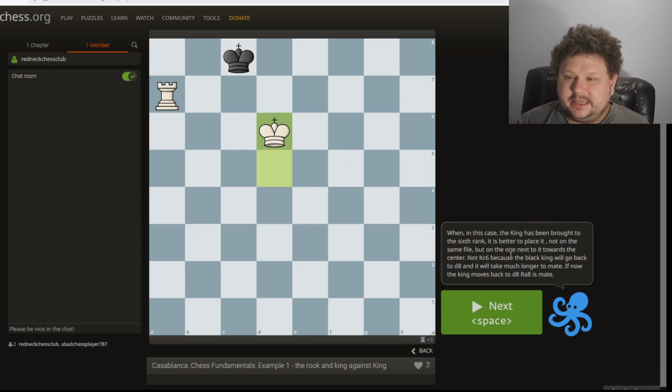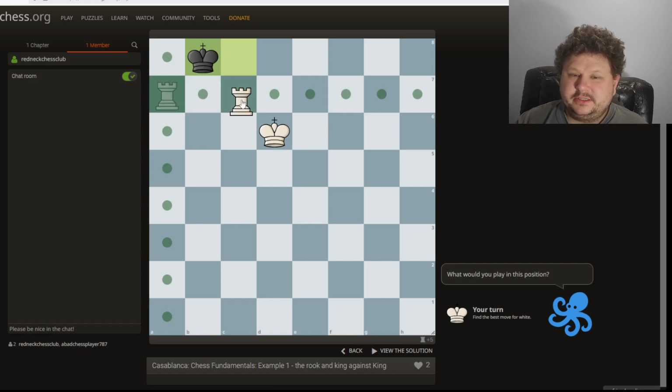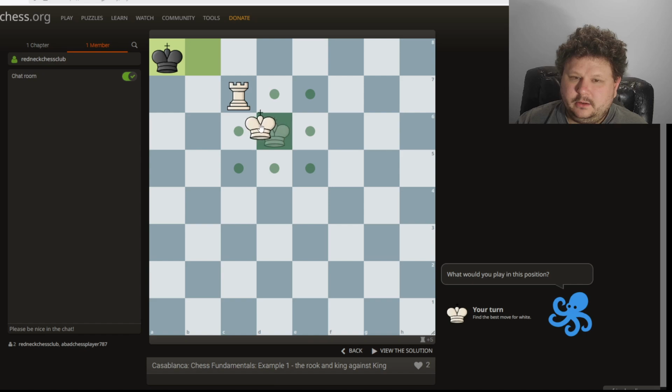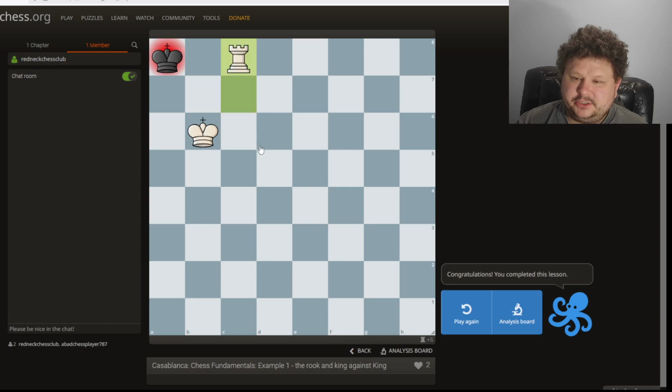When in this case, the king has been brought to the 6th rank, it is better to place it not on the same file, but on the one next to it towards the center. He also spelled center funny, which I changed. So not king to c6, because the black king will go back to d8, and it will take much longer to mate. If now the king moves back to d8, then rook to a8 is checkmate. Okay, so we continue. So he plays here. This is the move. Here, here, and then that's checkmate.